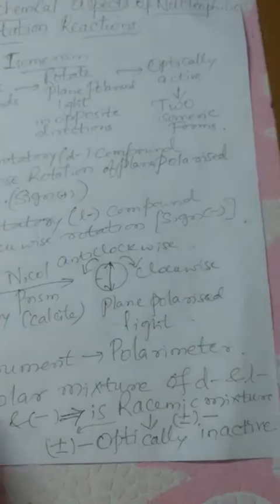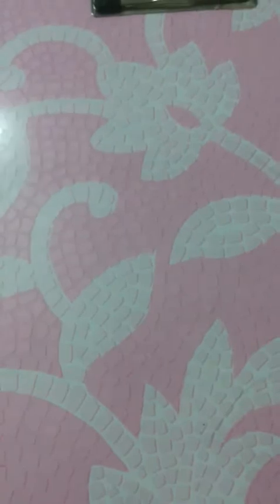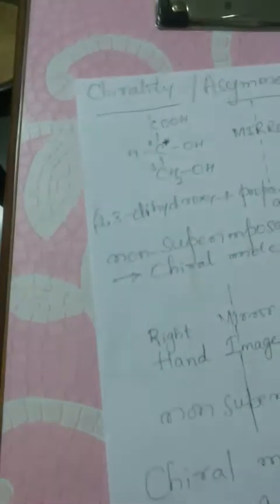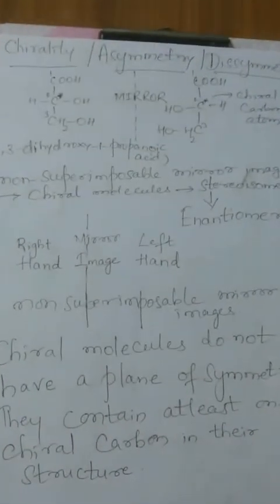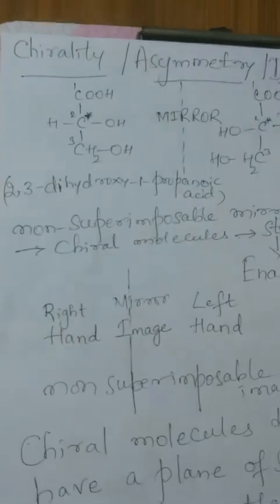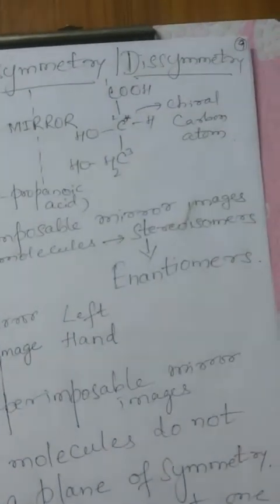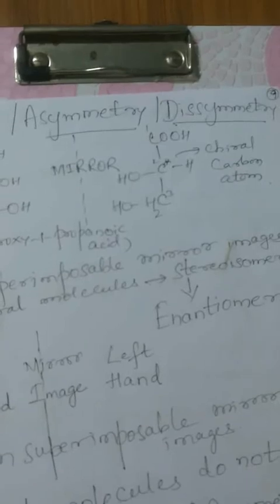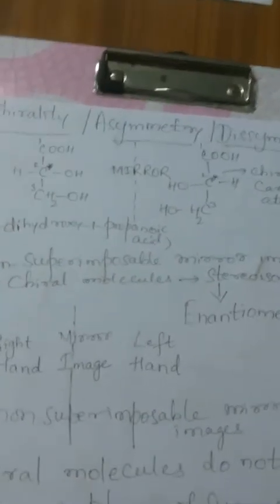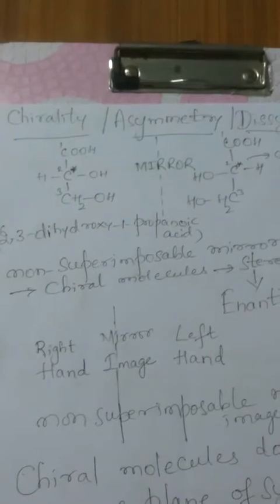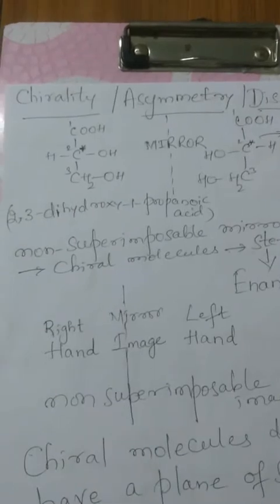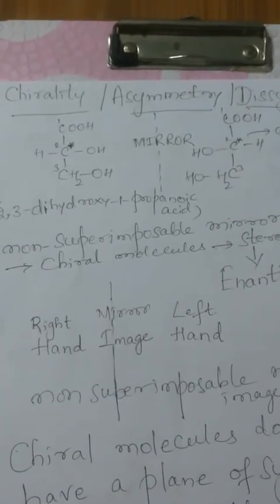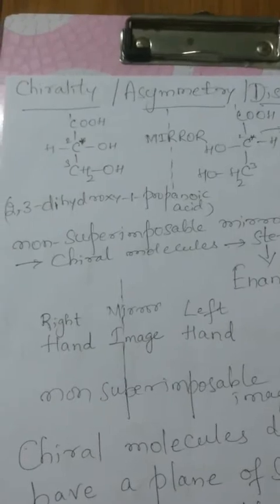Now another important concept which you need to know is a term called chirality, asymmetry or dissymmetry. All three mean the same. Before telling the details of this concept of chirality, you should know what you mean by a plane of symmetry. A plane which divides an object into two symmetrical halves is said to be a plane of symmetry.